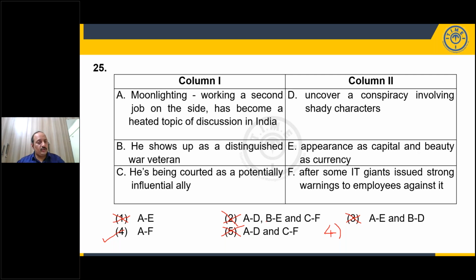If you've been following the news, this has been going on for the last couple of days, especially with a lot of IT companies like Wipro, Infosys, etc. They have taken strong steps against this. So definitely option number 4 would be the right answer.